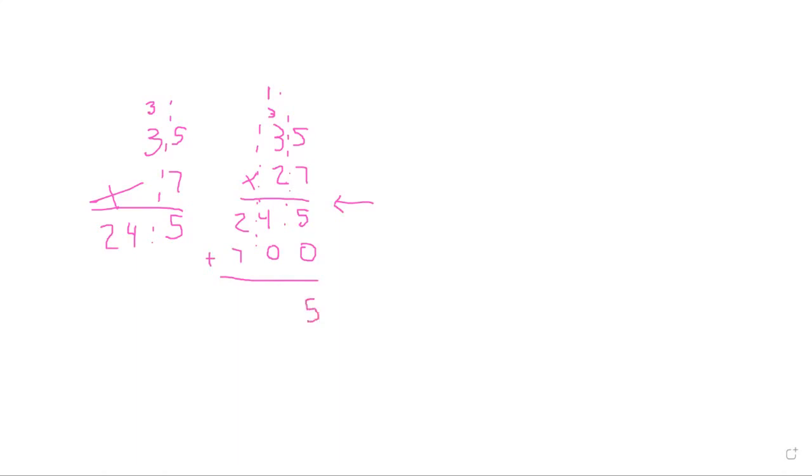5 plus 0 is 5. 4 plus 0 is 4. 2 plus 7 is 9. 945.